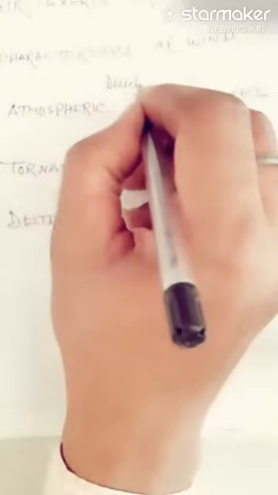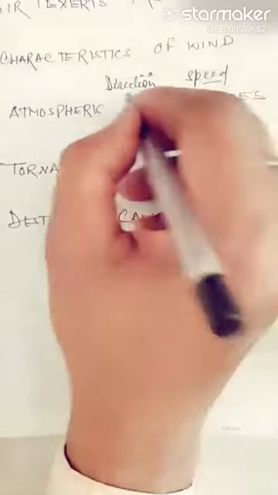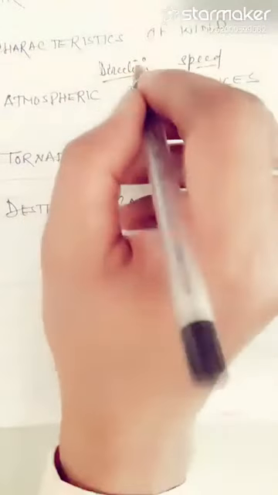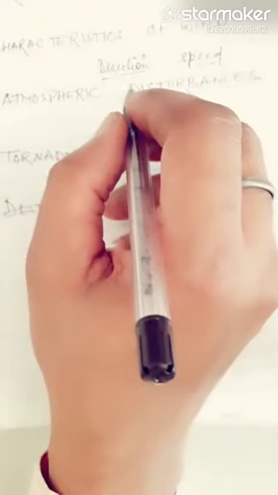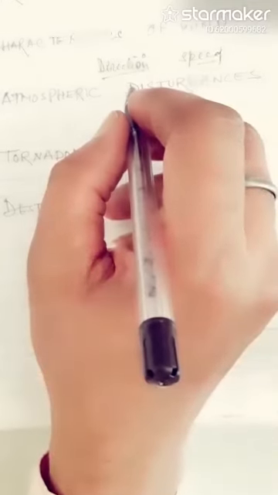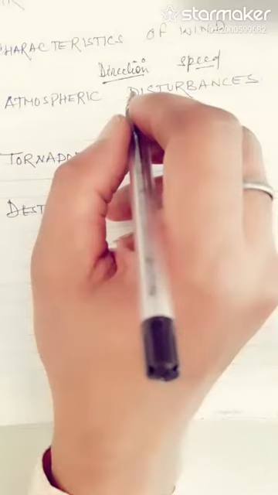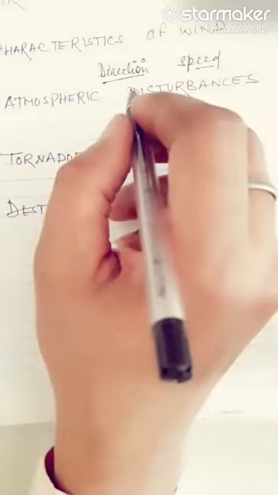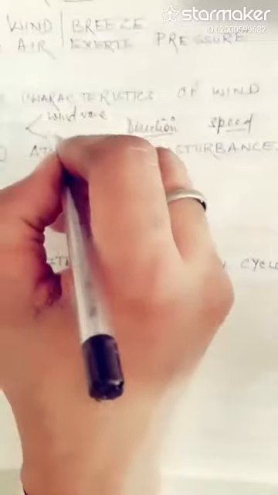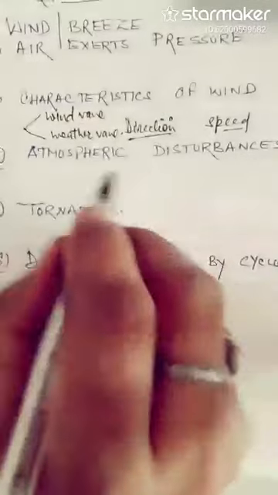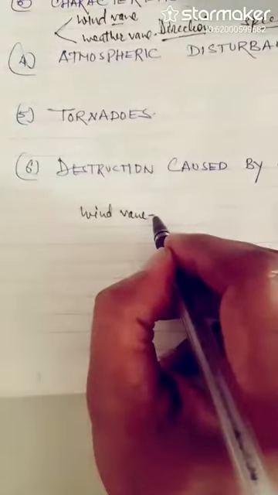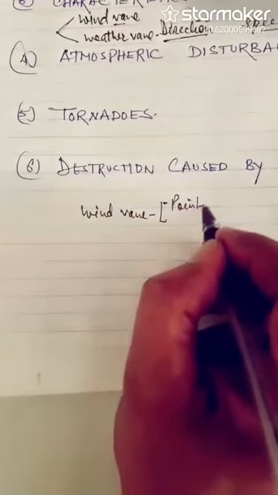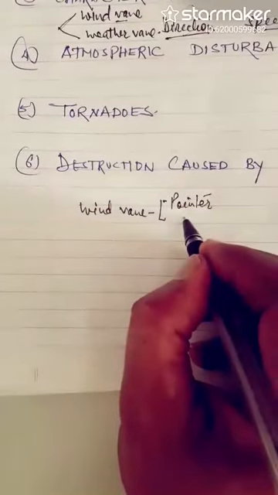Direction and speed. Okay, so first point is direction. We can find the direction of wind using an instrument called wind vane or weather vane. Okay. Wind vane has two parts. The first is pointer and second is cardinal directional marker. Vane and weather vane both are the same thing.